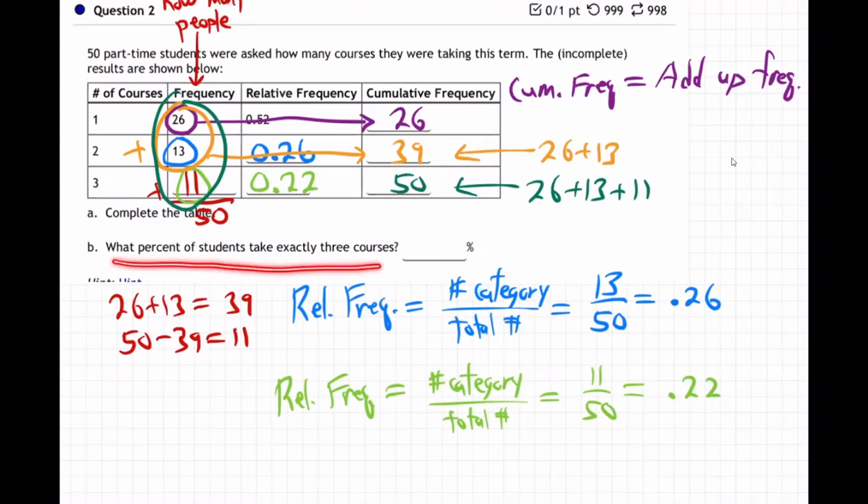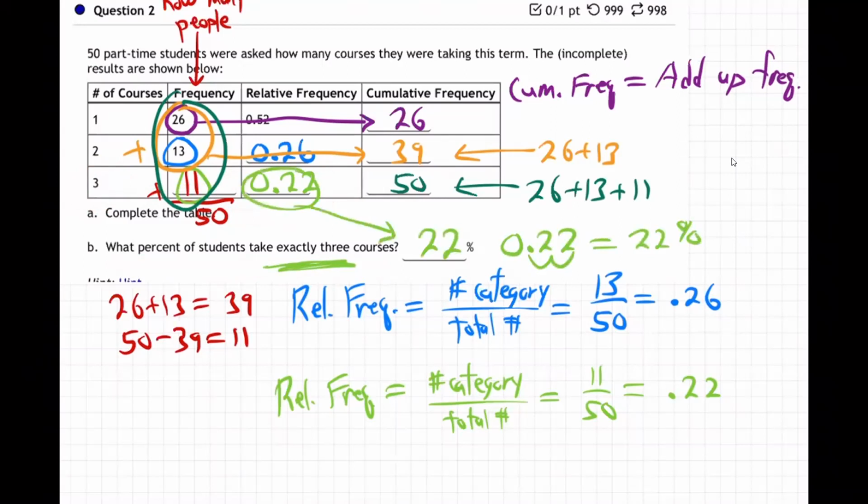What percent of students take exactly 3 courses? 3 courses, 0.22, right? The percentage of students that take exactly 3 courses is 0.22. Move the decimal 2 places, 22%. It's this number right here, changed to a percent so that the decimal is up right there.